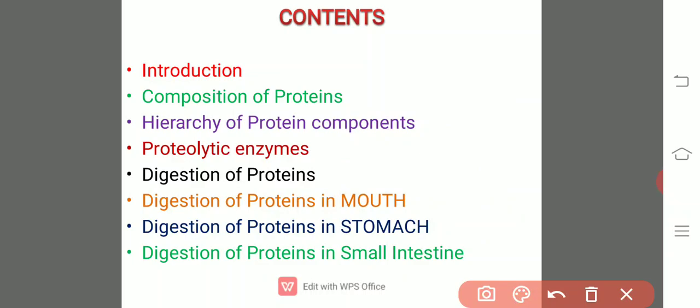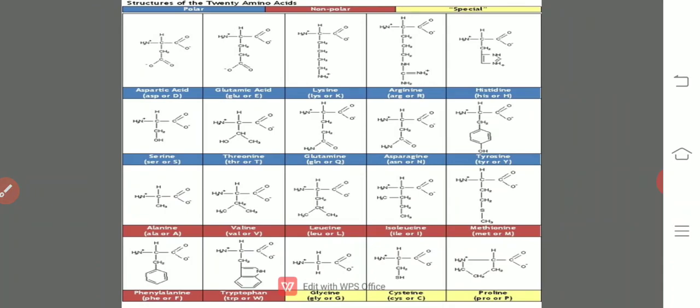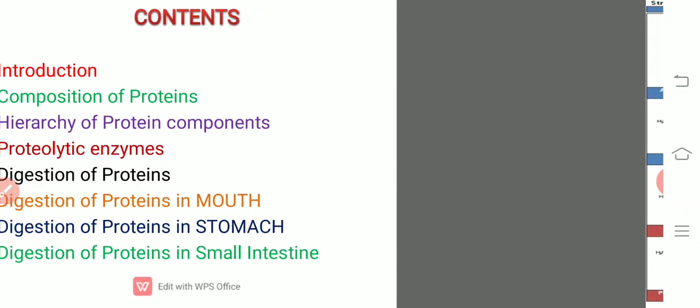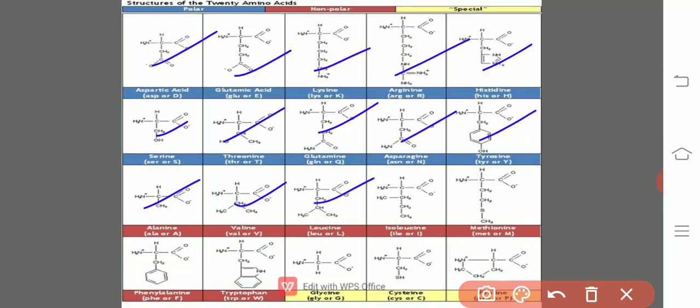See the proteins and their structure. These all are the amino acids. So in nature, 20 amino acids are present, like aspartic acid, glutamic acid, lysine, arginine, histidine, serine, threonine, glutamine, asparagine, tyrosine, alanine, valine, leucine, isoleucine, methionine, phenylalanine, tryptophan, glycine, cysteine, and proline. So these all are the amino acids.